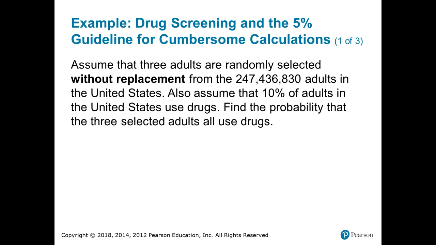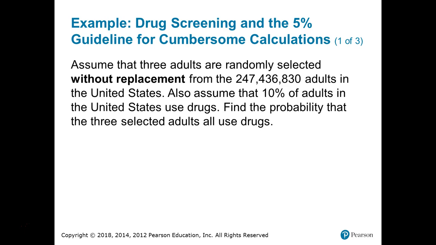Okay, so let's look at a quick example. Assume that 3 adults are randomly selected without replacement. So you're not risking the probability of interviewing those same 3 people three times. Once you interview that adult, they're no longer going to be looked at again. So you're saying that they are without replacement.